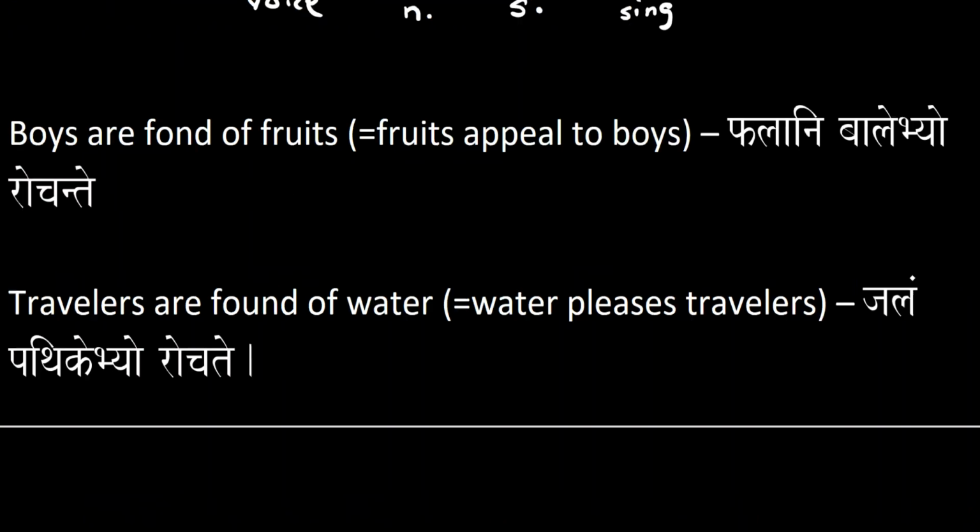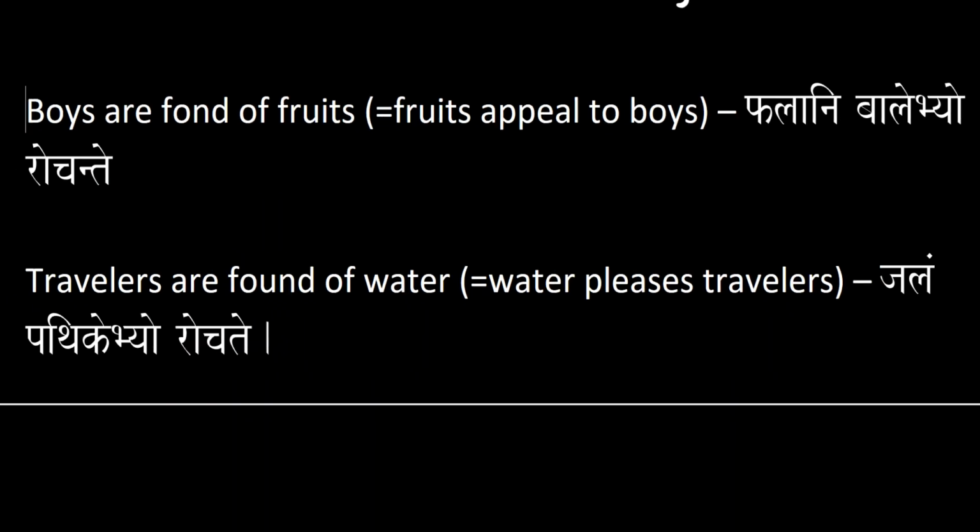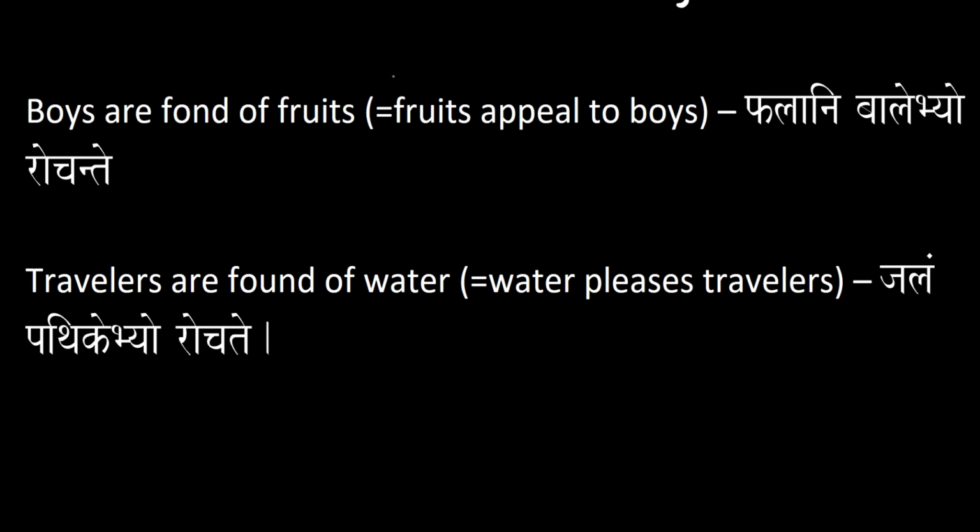Now for the next example, in the next example, we have boys are fond of fruits. So we have to change the sentence around, so that we can know who is actually being pleased here, and what is the object that is doing the pleasing. So this sentence is changed to fruits appeal to the boys. So again, the boys here are being pleased. The fruits are the ones that are doing the pleasing. So that's please. And then appeal again is going to be in the middle voice.